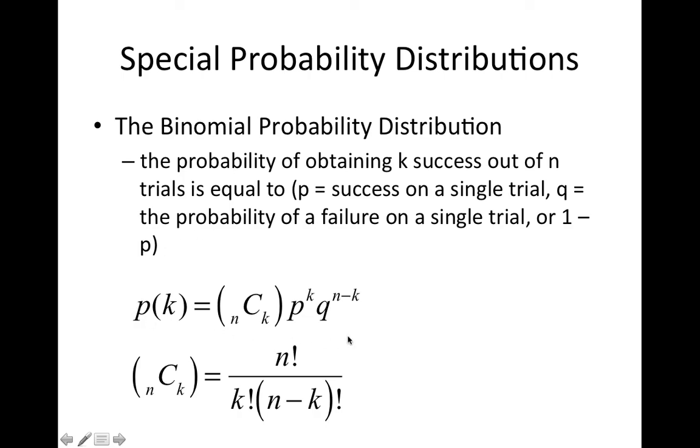This is the binomial probability function. We can instantiate this. We can put this in Excel in a couple of different ways, and that's what we're going to be doing in the lab unit, using the binomial probability distribution to make decisions about things.